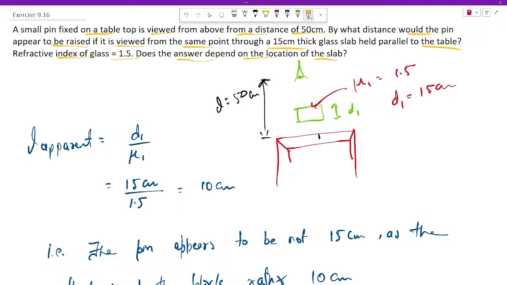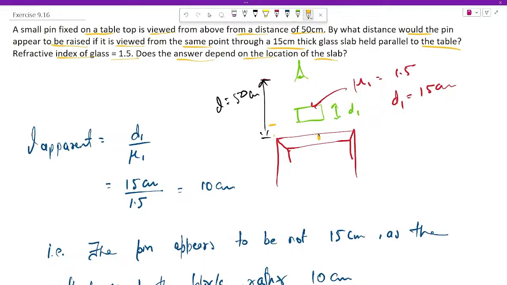So here there is a pin point on the table, and there is a slab through which an observer is viewing the pin top. Now we have to find out by what distance this top will appear elevated. Since the actual distance is 50 centimeter, by what distance will it appear elevated because of this glass?